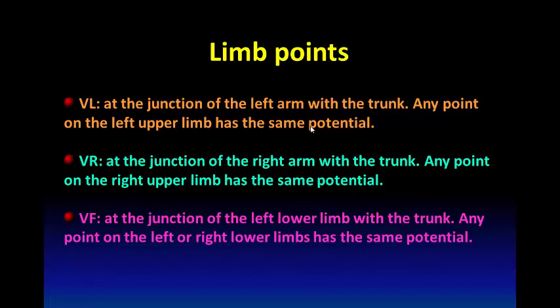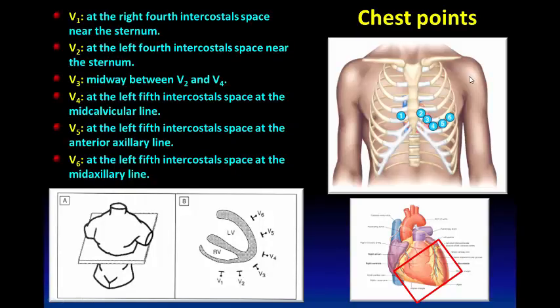If we place the active electrode here at VL, and any point on the left upper limb would have the same potential, the active electrode would be facing the anterolateral wall of the heart, the left ventricle. So point VL is also an anterolateral point together with V5 and V6.